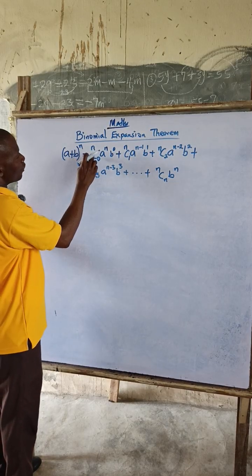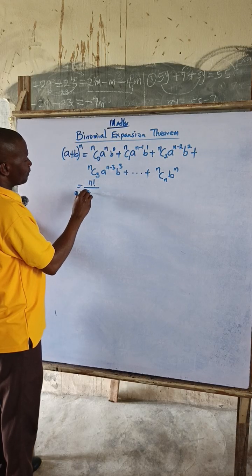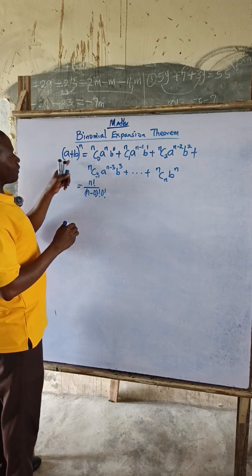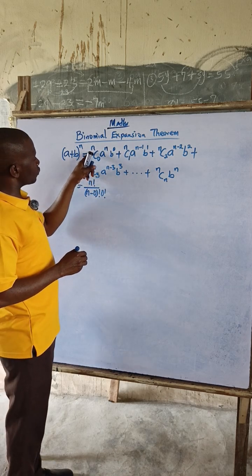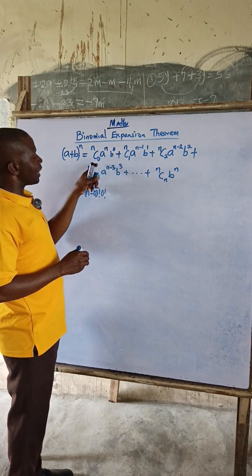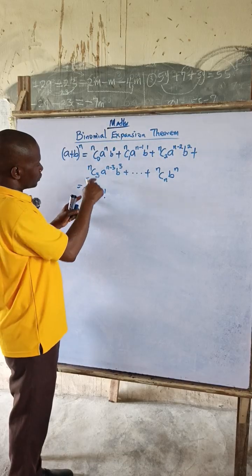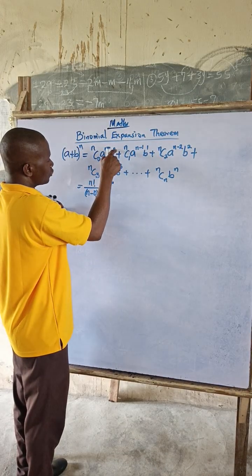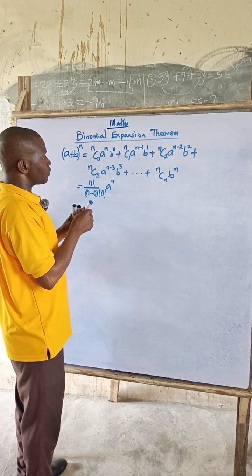So nC0 equals n factorial divided by (n minus 0) factorial, then 0 factorial. Don't forget the formula for solving combination. That is nCr equals n factorial divided by (n minus r) factorial, then r factorial. In this case, r equals 0. Then we have a raised to power n, b raised to power 0 is 1. That is indices. Any number to power of 0 other than 0 is said to be 1.